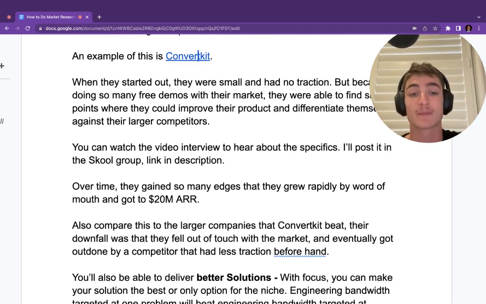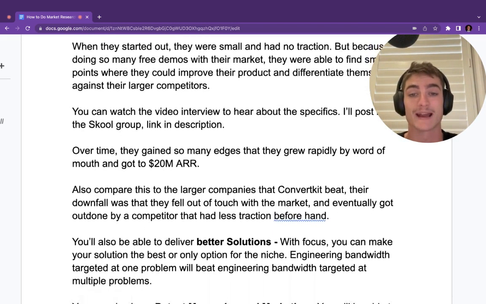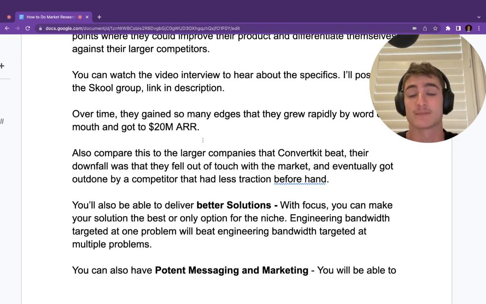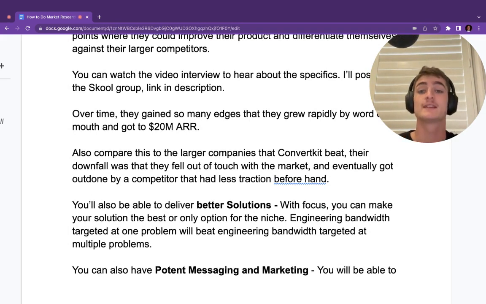Over time, basically what happened is they gained so many edges over the market that they rapidly grew by word of mouth and then just exploded to 20 million ARR. I don't even know what valuation they're sitting at, but I'd imagine it'd be over 100 million, nine figures.